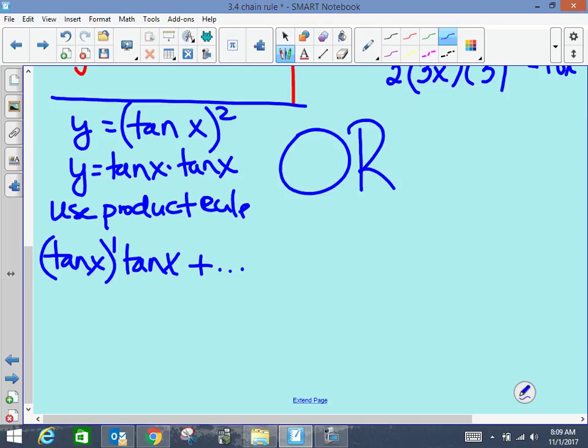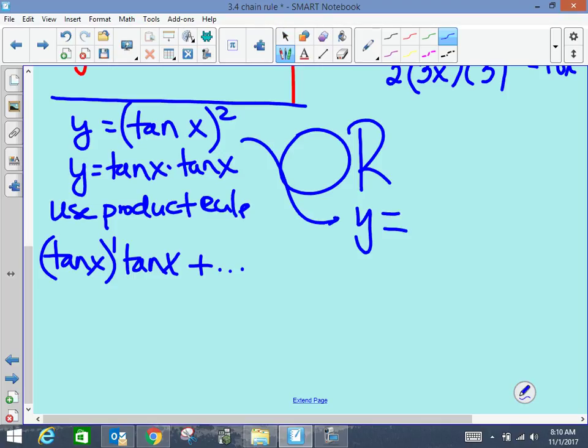Okay, how would that look for the chain rule? When I multiply tangent times tangent, I still get tangent squared. I can't fix that. So what would tangent squared be written as in terms of u? The first thing I'm going to do is write it in terms of u.